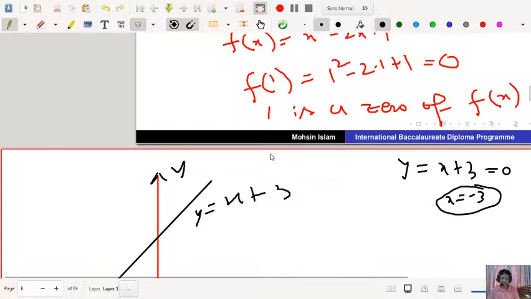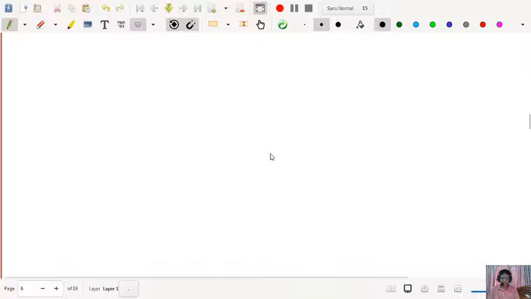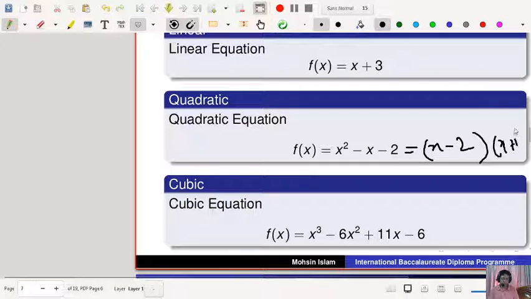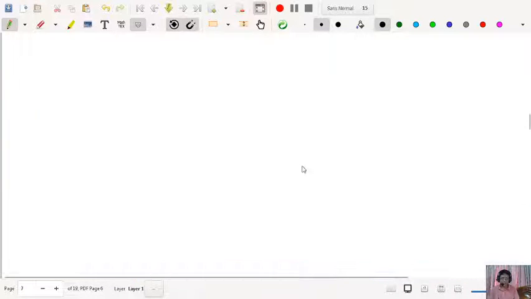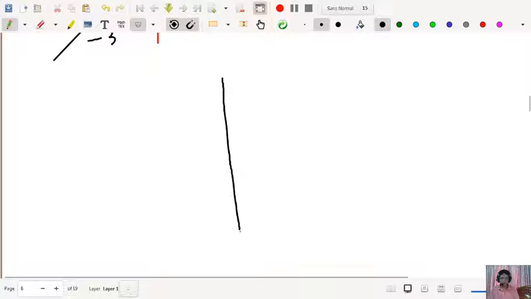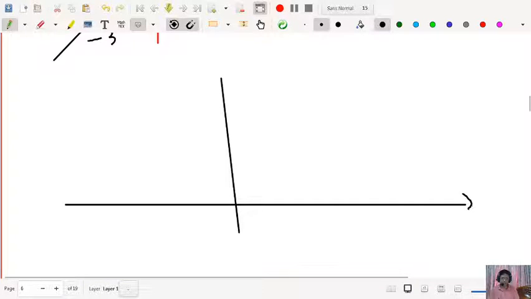Next, I shall talk about a quadratic one. What is the quadratic expression? x squared minus x minus 2. Can you factorize this? Yes, it is factorizable. The factors will be x minus 2 into x plus 1. So your diagram will be like this: this is your x-axis once again, and this is your y-axis.